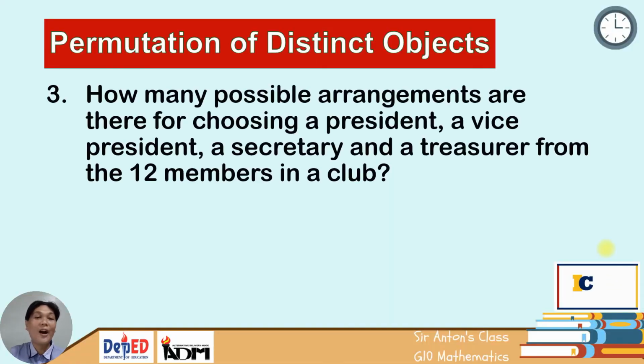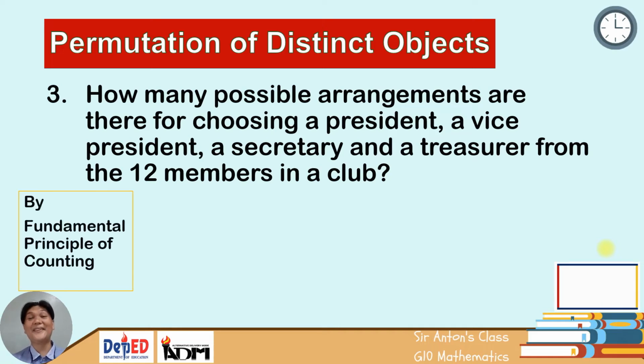Okay, at this point, let us answer example number 3. How many possible arrangements are there for choosing a president, a vice president, a secretary, and a treasurer from the 12 members in a club? Okay, so let's answer this using only the fundamental counting principle, or the fundamental principle of counting. Why? Because it involves 12 members and it's kinda long to show it using the tree diagram or systematic listing.